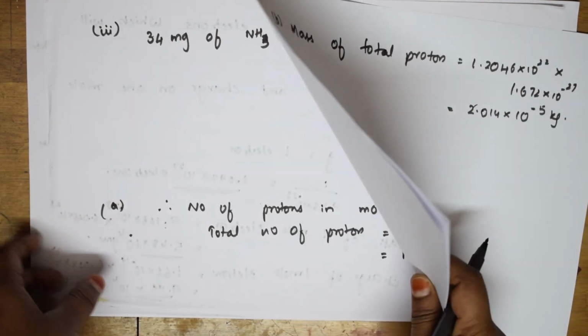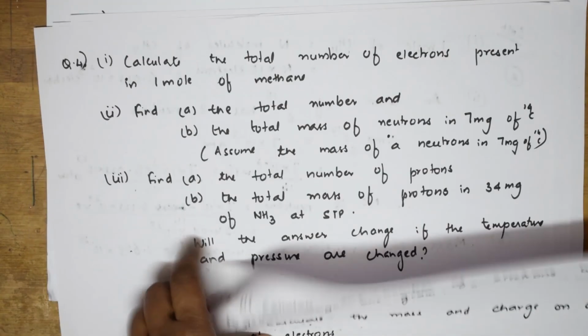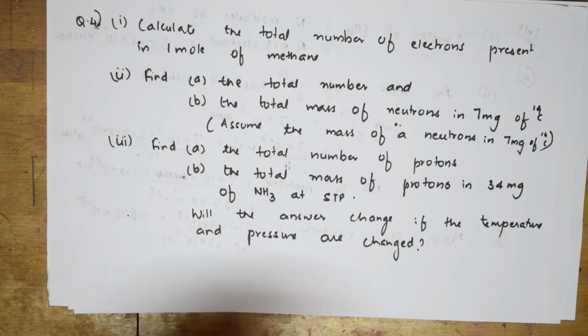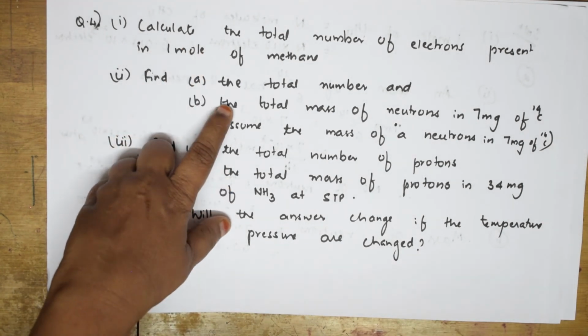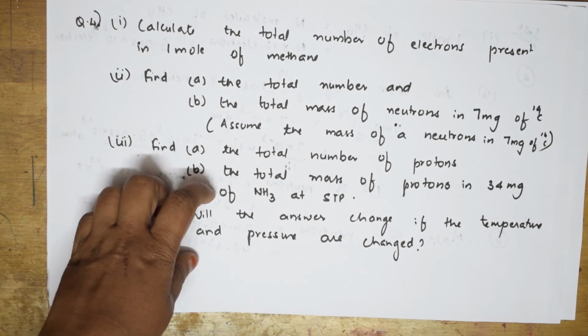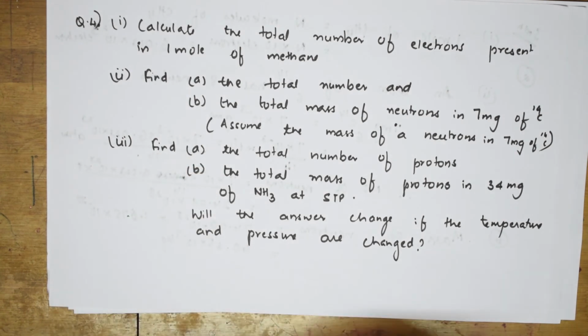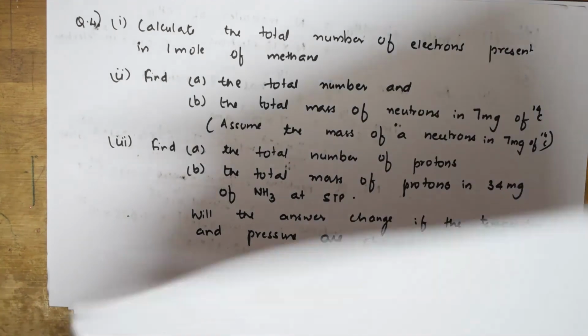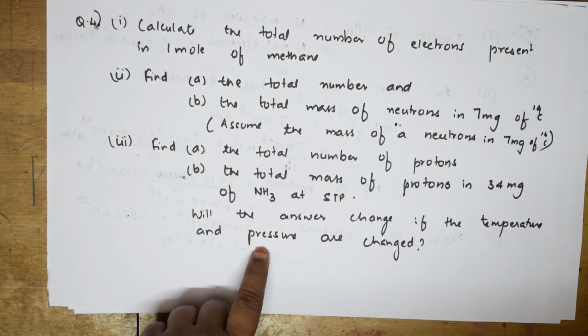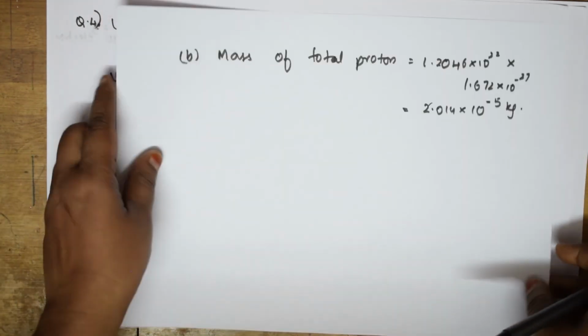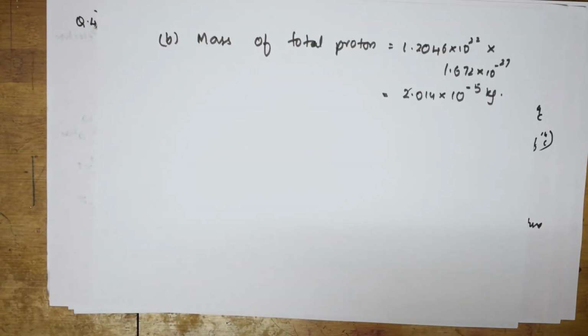They asked me to calculate everything. I calculated the total number, done. The mass is also done. Now I need to answer this question. What did they ask me? They said, will the answer change if the temperature and pressure are changed? So basically the answer will not change. Why? Because the mass of ammonia does not depend upon pressure and temperature.